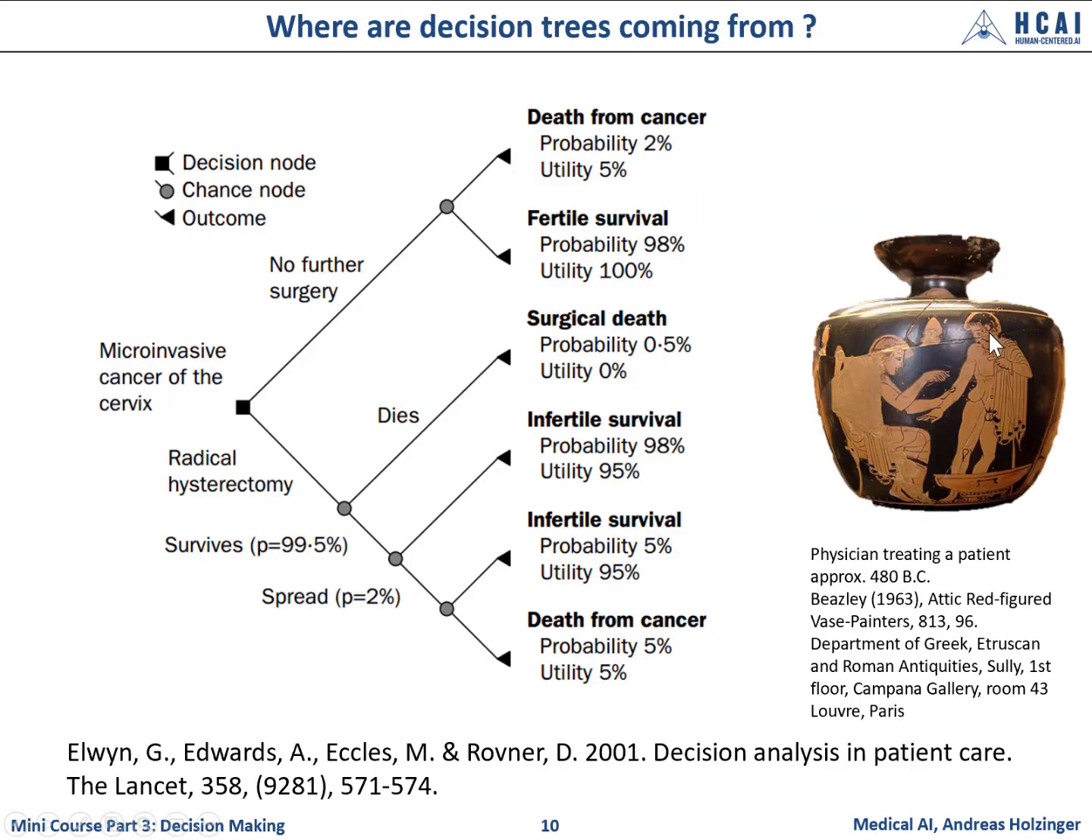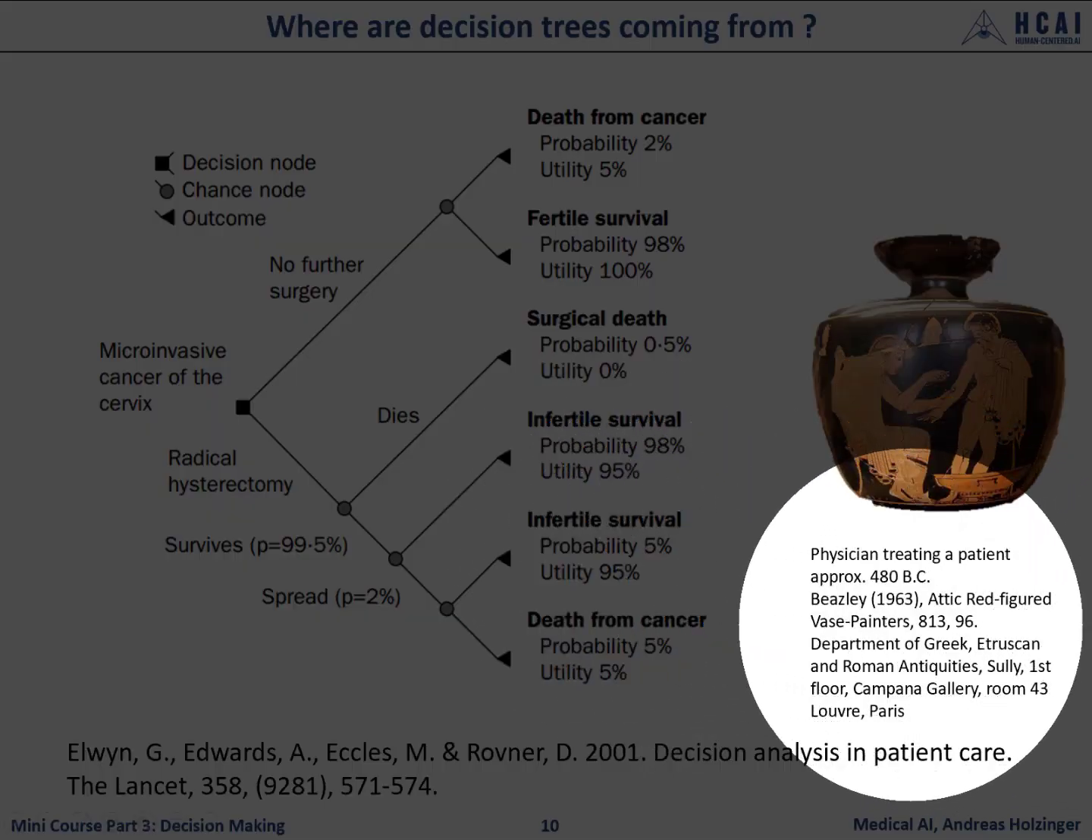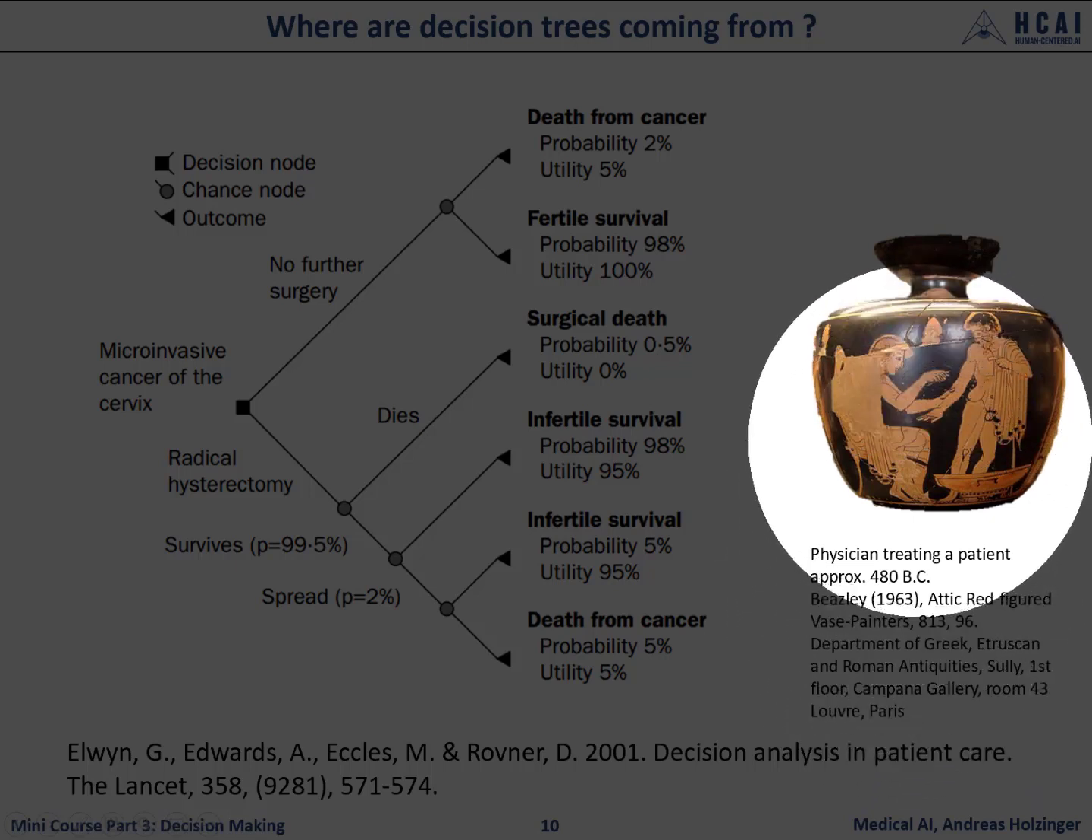So where are decision trees coming from? This is the oldest decision support tool. These old decision trees were already used in ancient Greece. Here is a very neat demonstration of it. It is a physician treating a patient approximately 480 BC, before Christ.